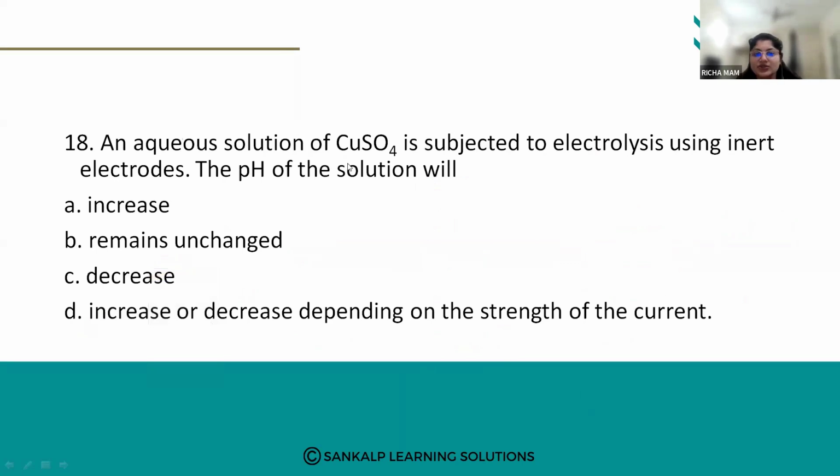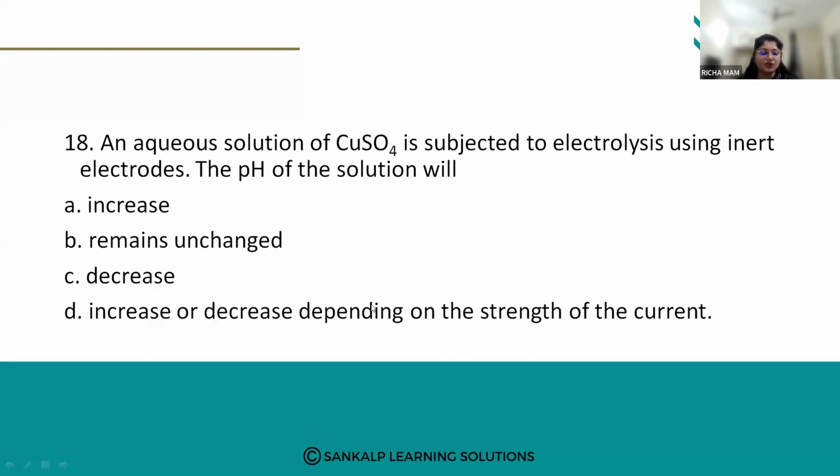An aqueous solution of copper sulfate is subjected to electrolysis using inert electrodes. The pH of the solution will: increase, remain unchanged, decrease, or increase or decrease depending on the strength of the current.